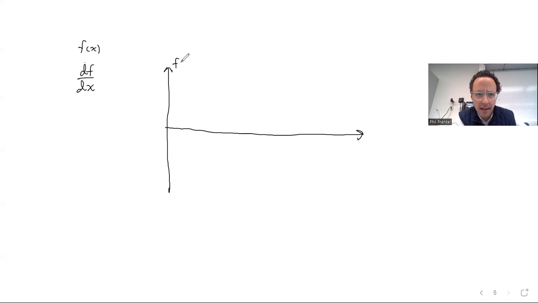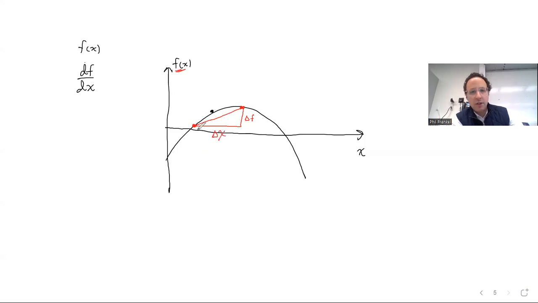All right, so if this is f of x and this is x, and suppose my function looks like this, and let's say I want to find the derivative at this point. Well, one thing I could do is select two other points to the left and to the right of that point and connect them with a line. And I have a little triangle here, and this triangle has a height delta f. That's the change in the output value between those 2 points, and it's got a base delta x, which is the change in the input value between these 2 red points.